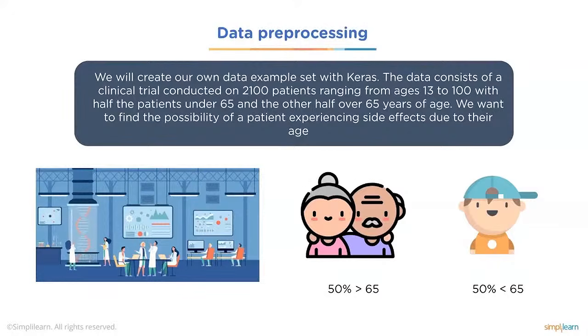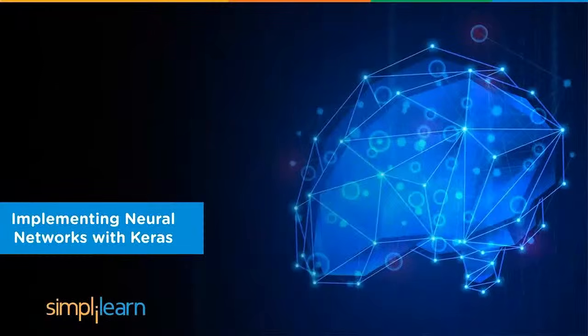So in data pre-processing, we will create our own example data set with Keras. The data consists of a clinical trial conducted on 2,100 patients, ranging from ages 13 to 100, with half the patients under 65 and the other half over 65 years of age. We want to find the possibility of a patient experiencing side effects due to their age. And you can think of this in today's world with COVID, what's going to happen there. And we're going to go ahead and do an example of that in our live hands-on.